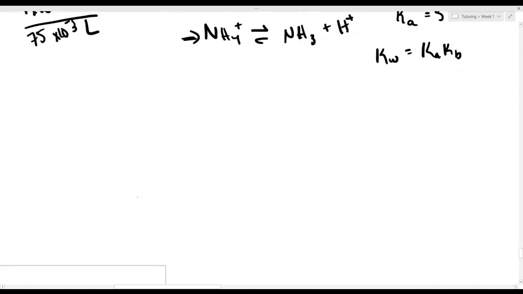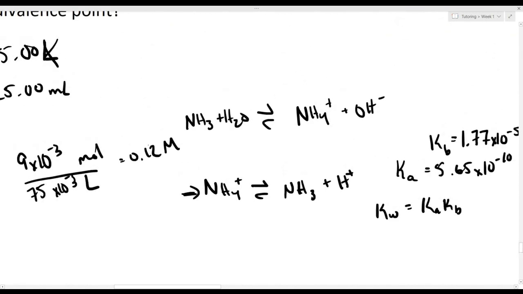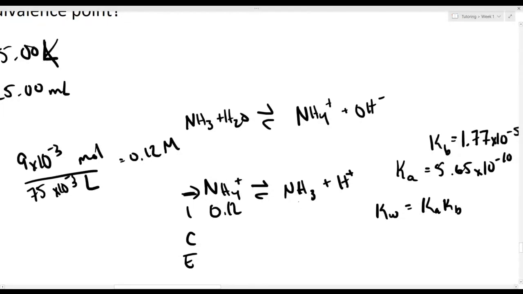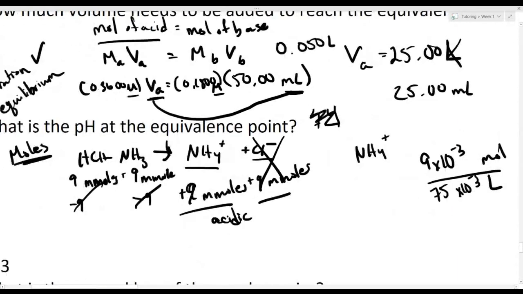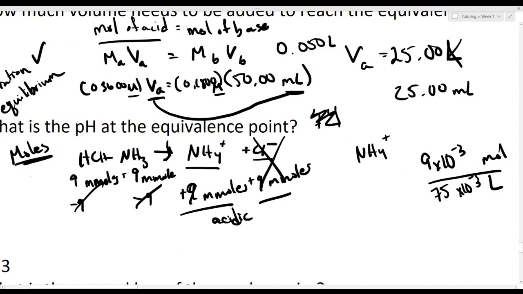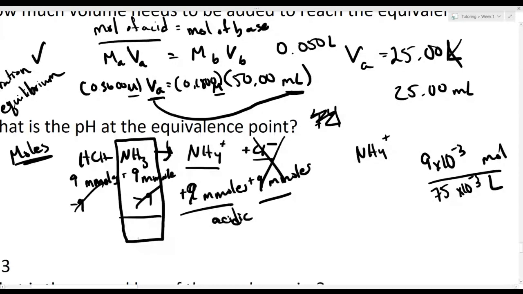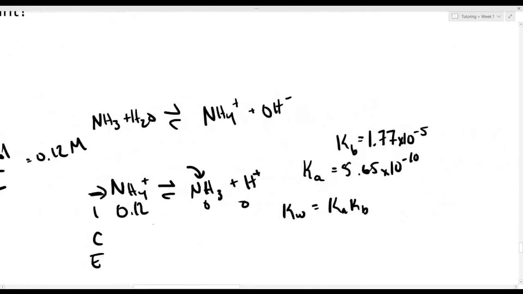So let's go ahead and set up our ICE table again. I know that I start with 0.12 molar, and these are both 0. I'm going to pause again: NH3 in these kinds of questions will not always be 0. Remember, in this case, we went to the equivalence point. But if we didn't go to the equivalence point, then we would need to be cognizant of the fact that this could have a number. If this were 1, we would need to carry that 1 over. If this were 0, we'd carry the 0 over, and so on and so forth. So just be aware of that when you're solving these problems, okay?